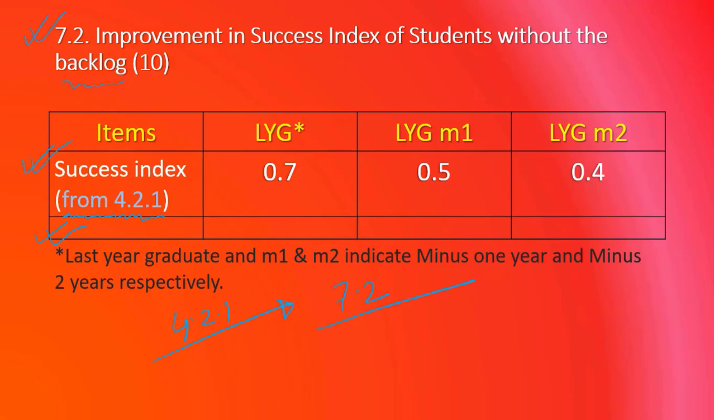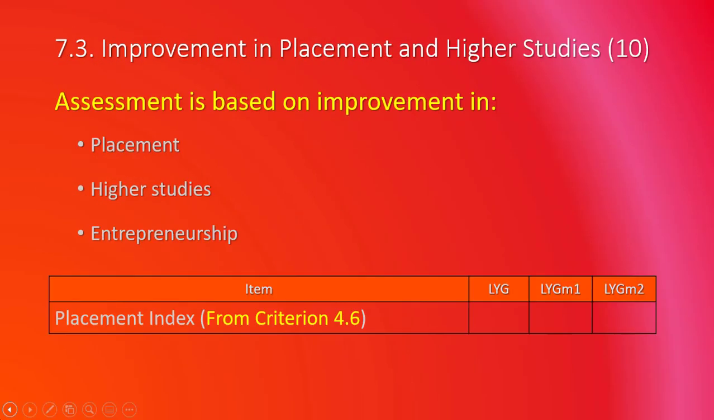From this table we can see that the success index was 0.4 in last year graduate -2, and it was 0.5 in last year graduate -1, and it is 0.7 for the last year graduates. So the trend is increasing.